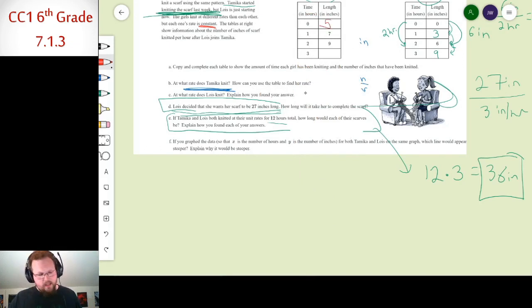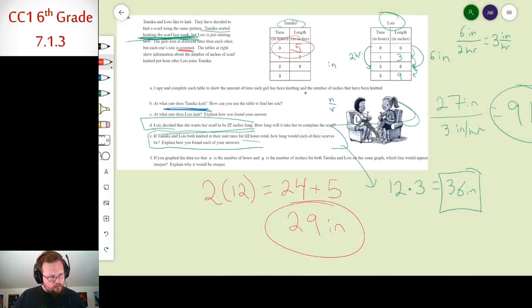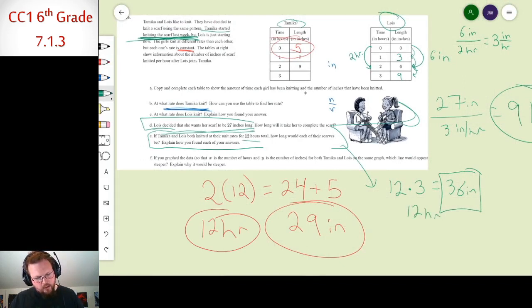So if she does this and she knits at her unit rate of 2 for 12 hours, that means she has knitted an additional 24 inches of scarf. But she had a 5-inch head start, which means she has a total of 29 inches of scarf knitted. So at this point, after 12 hours, Tamika has 29 inches, and Lois will have 12 hours and 36 inches of scarf.